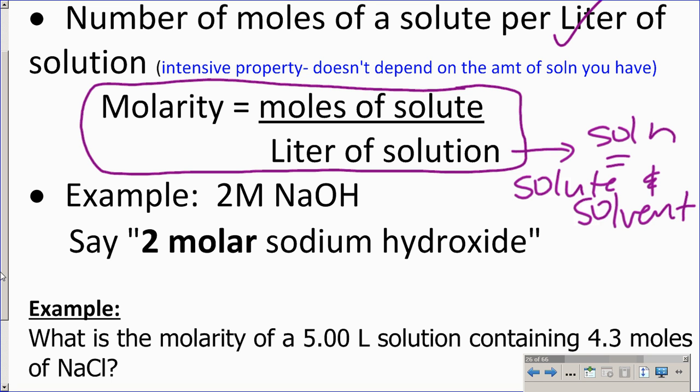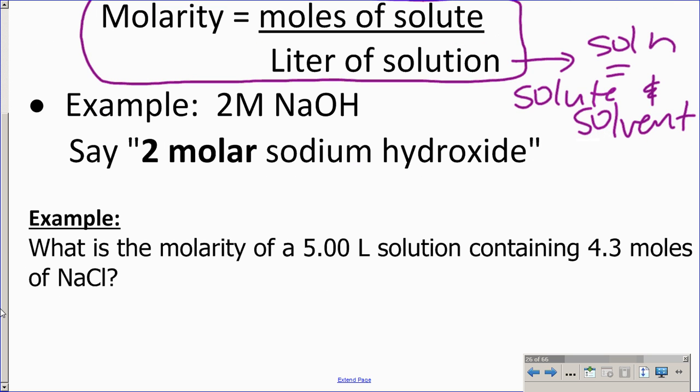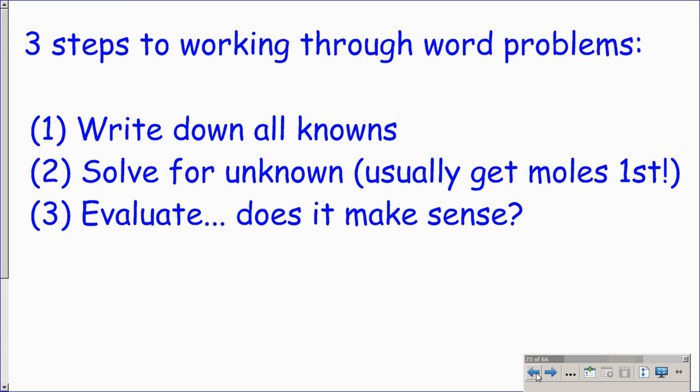So it doesn't depend on the amount. You can have a whole 1 million liters of this substance and it's still 2 molar sodium hydroxide, or you can have half a liter of it, and as long as the ratio of moles isn't changing, it's still 2 molar. It's not dependent upon the volume you have. So let's do this example question. For example questions, I'm going to scroll real fast.